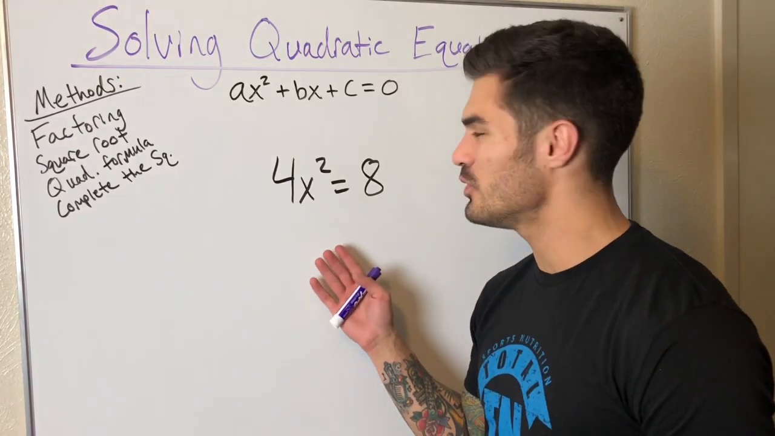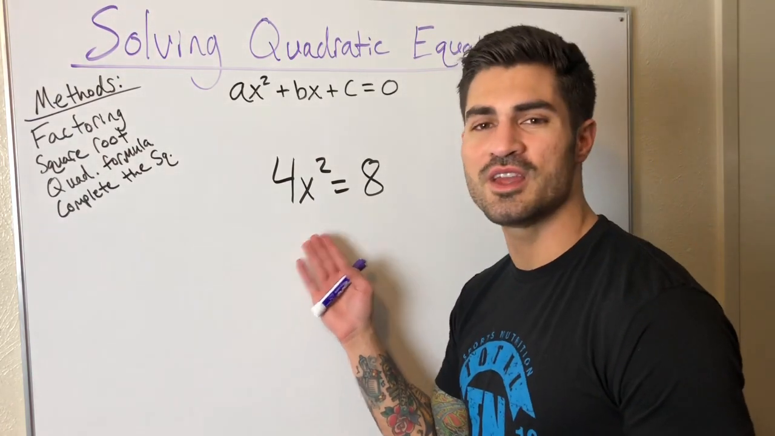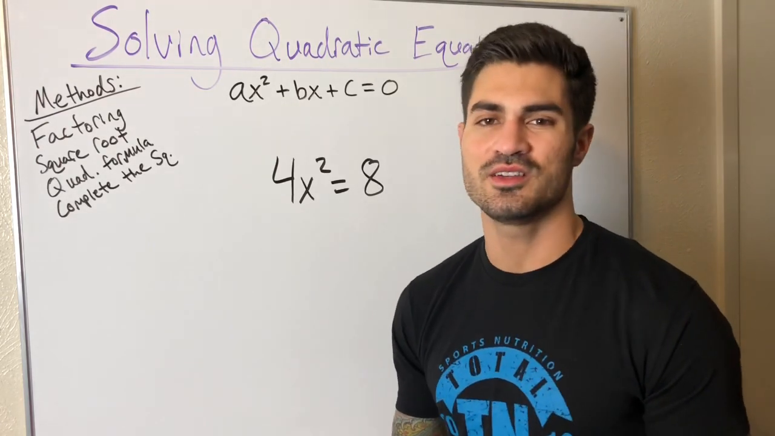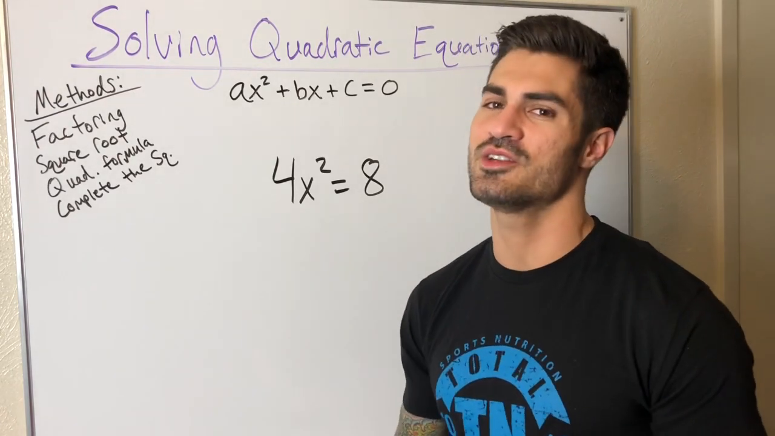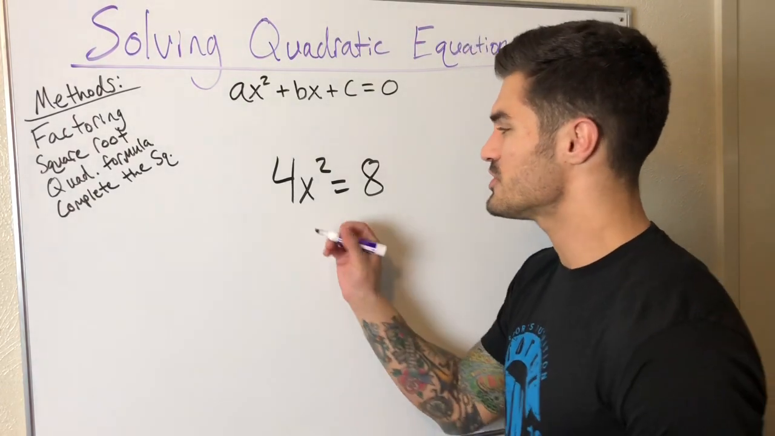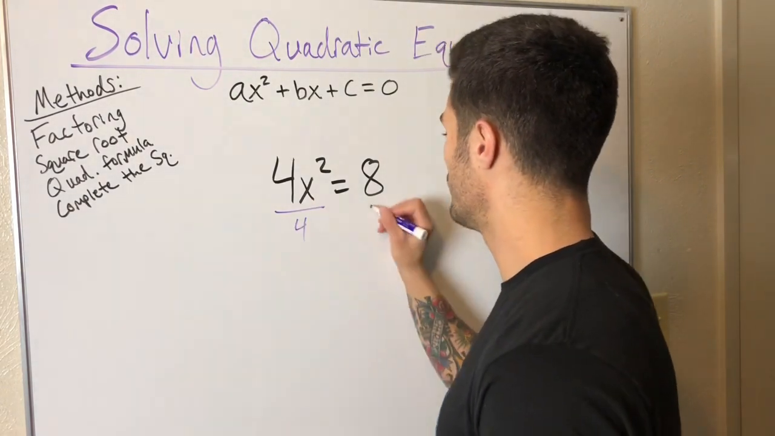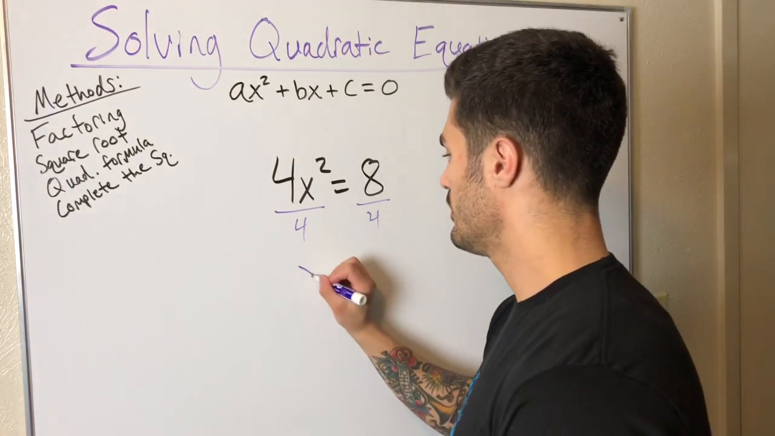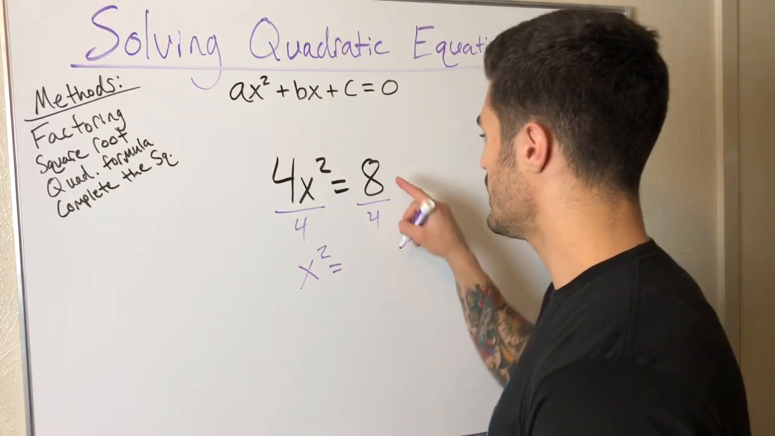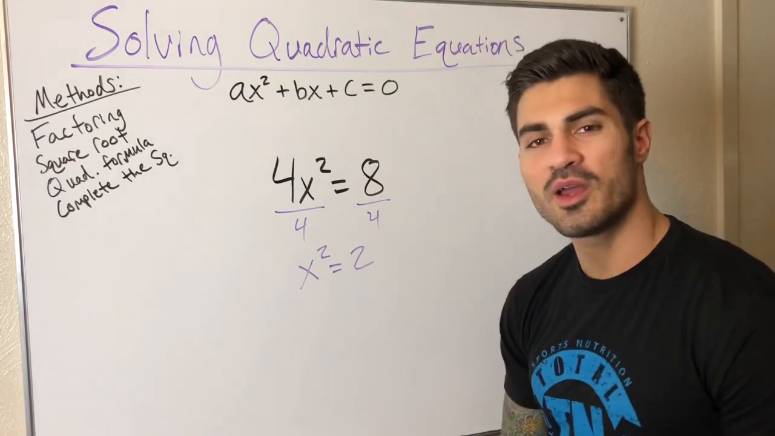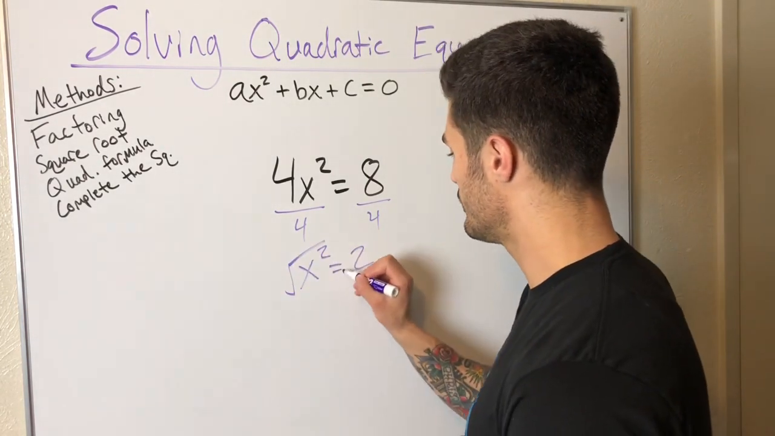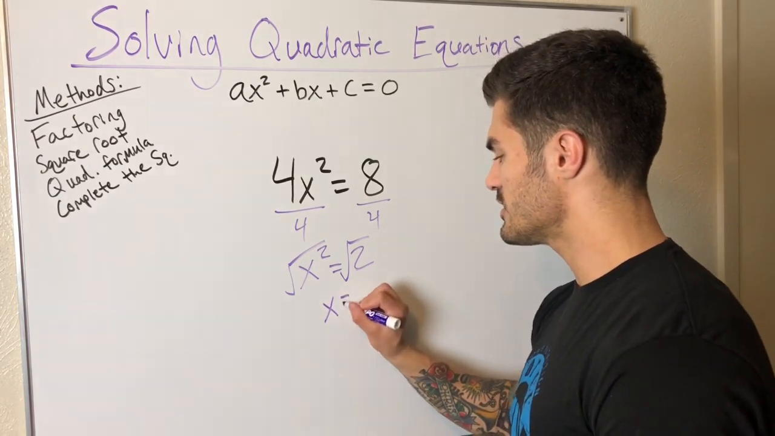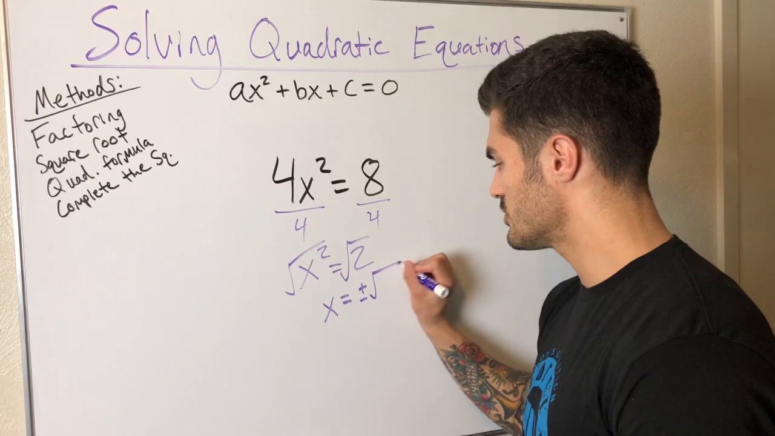Okay, here's another example. Whenever I have a constant out in front of the x squared being multiplied, I always just divide both sides by whatever that constant is, so I can get x squared by itself. So I'm going to divide both sides by 4. What am I left with? X squared equals 8 over 4, that's 2. Now I can square root both sides, but I have to do plus or minus, remember? So I have x equals plus or minus square root of 2.